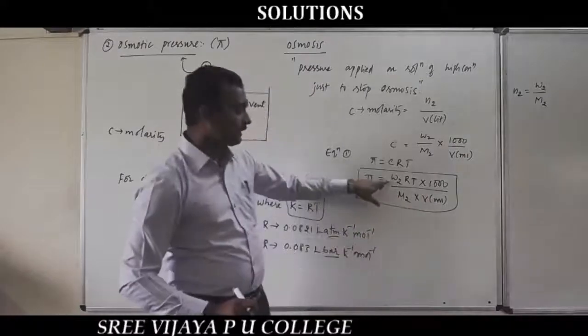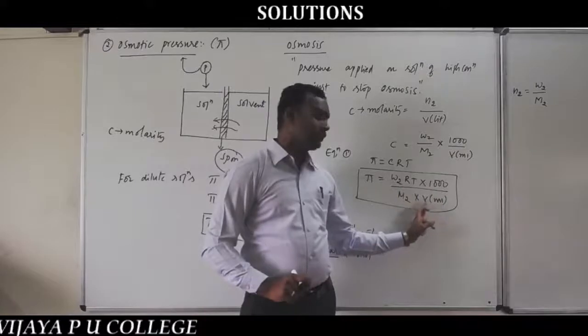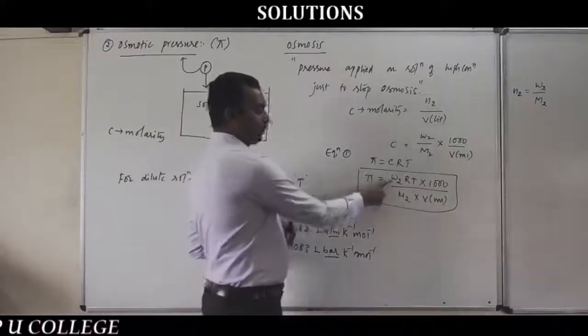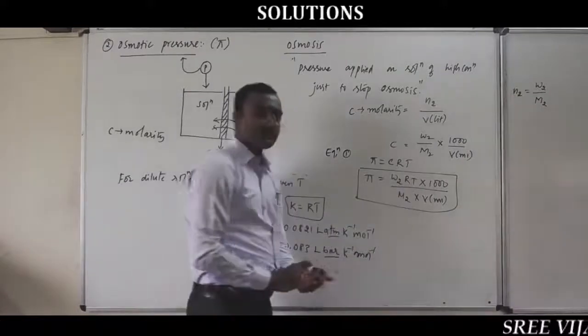That is, pi is equal to W2 RT into 1000 divided by M2 into V in ml. So what is W2? That is the mass of solute, and R is the gas constant value.